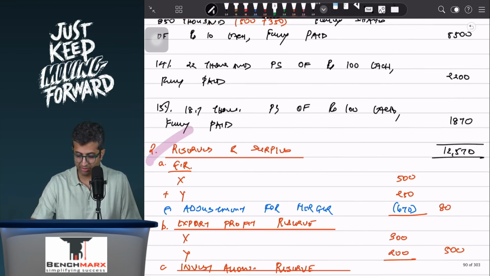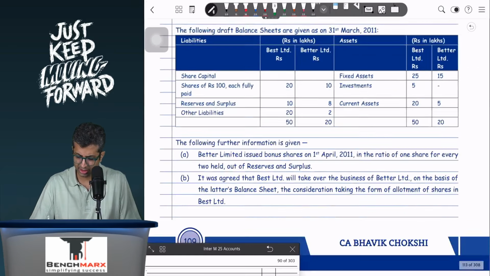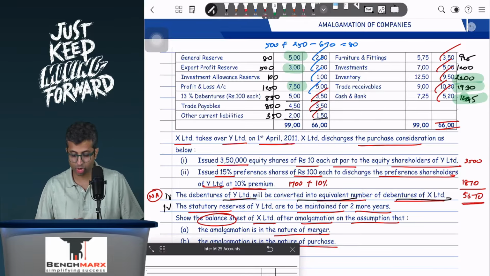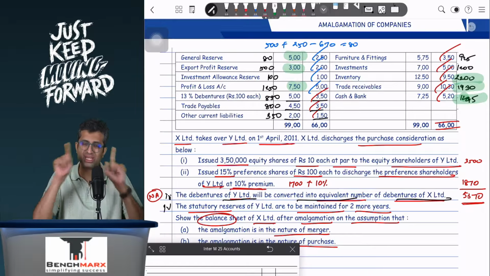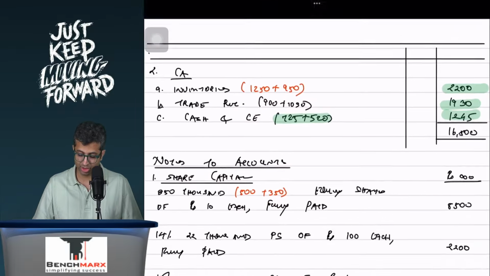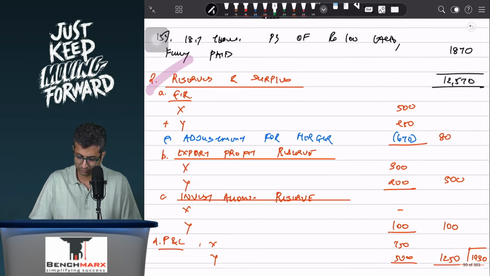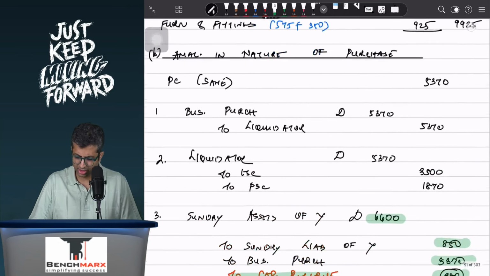In the reserves, I will only have the reserves of X, which is 500, 300, 750. This is 500 plus 300 plus 750, which is 1550. You will also take over the export profit reserve of 200, investment allowance reserve of 100, but that will be negated by a minus amalgamation adjustment reserve. As you can see over here, you will have general reserve minus, this was adjustment for merger in the first case.